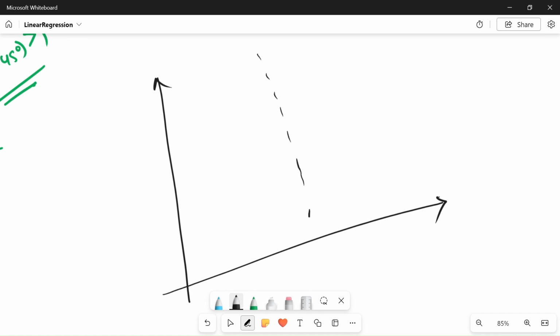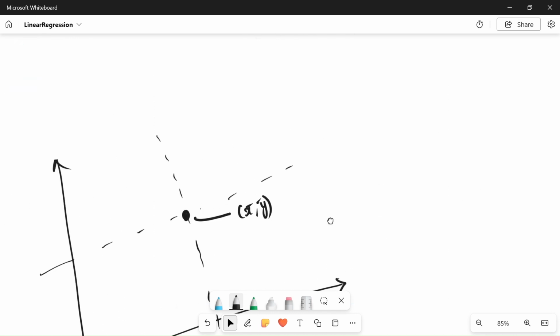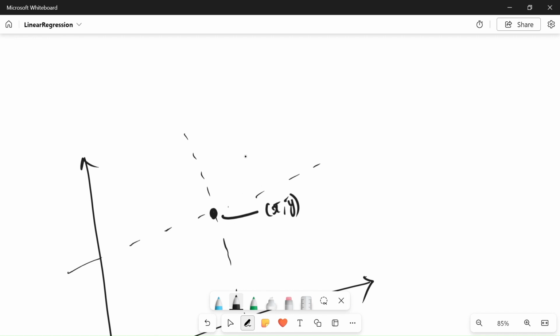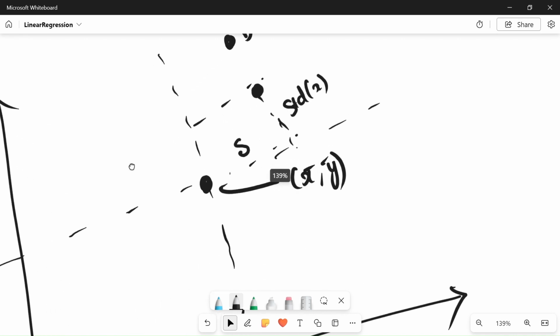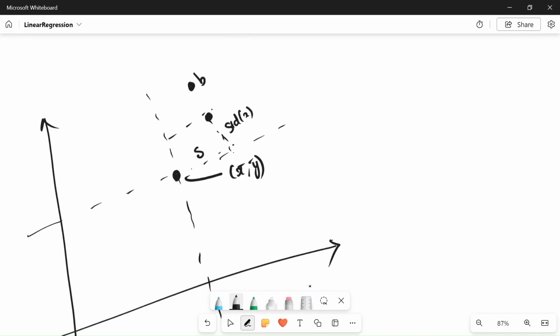So this is your x bar, y bar, and let's say that this is our point of standard deviation of x, and this is our point B. Okay, now as I have already said, this is a square, therefore this value is also standard deviation of x. I hope I'm not making it messy.